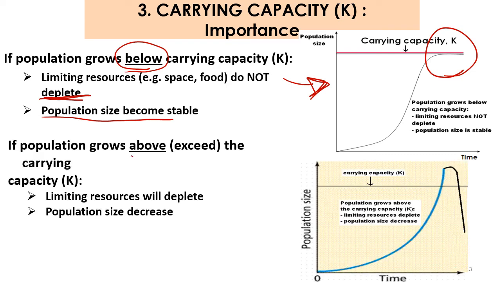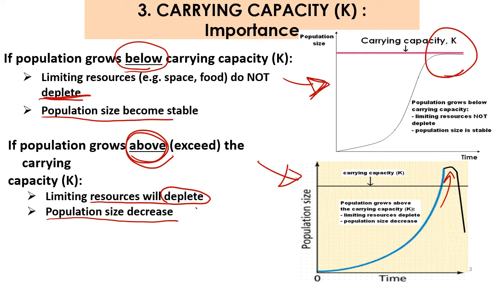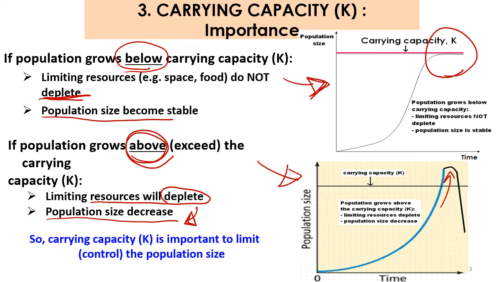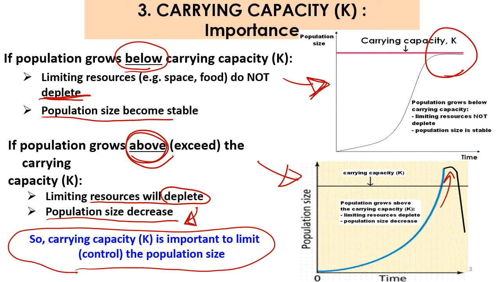But if the population grows above, exceeding the carrying capacity, as shown in this graph, exceeding how much the system can support, their resources will become depleted. Makanan tak cukup, ruang tak ada, and so on. This will cause the population size to decrease because of the limited resources. Makanan tak cukup, tempat tak ada. So diorang punya population akan mati and this causes the population size to decrease. So carrying capacity is important for us to know the maximum size for the population.